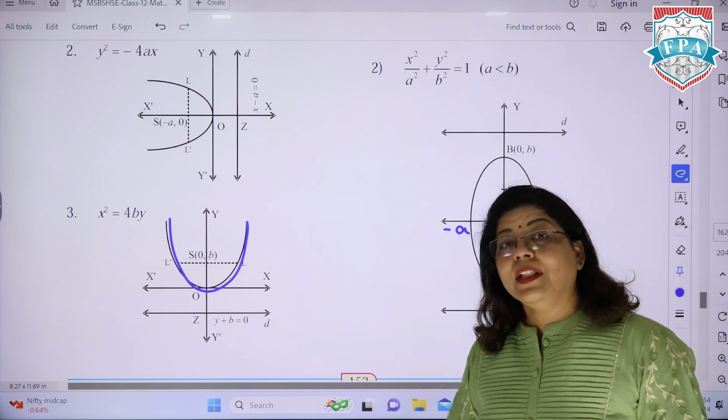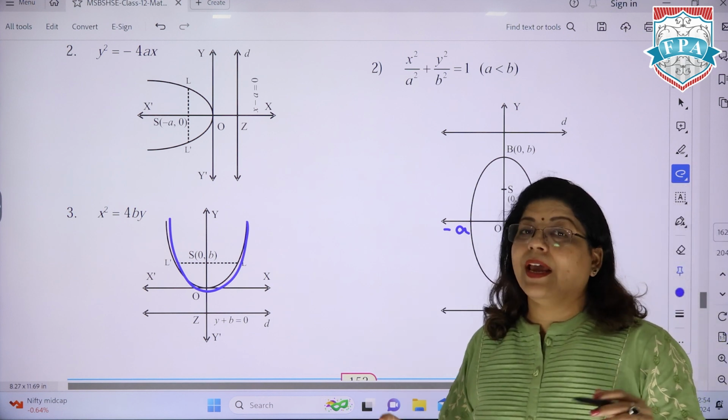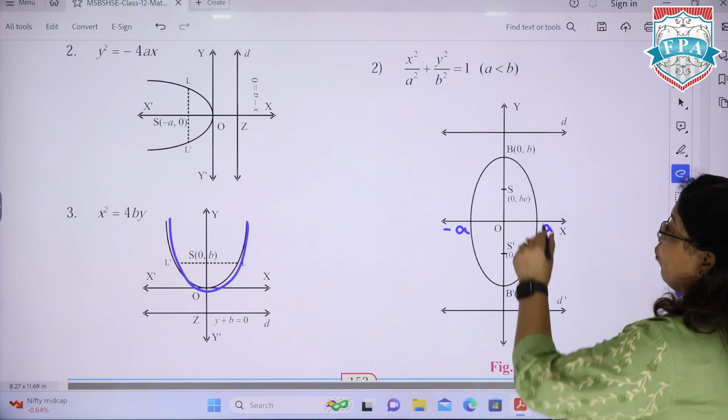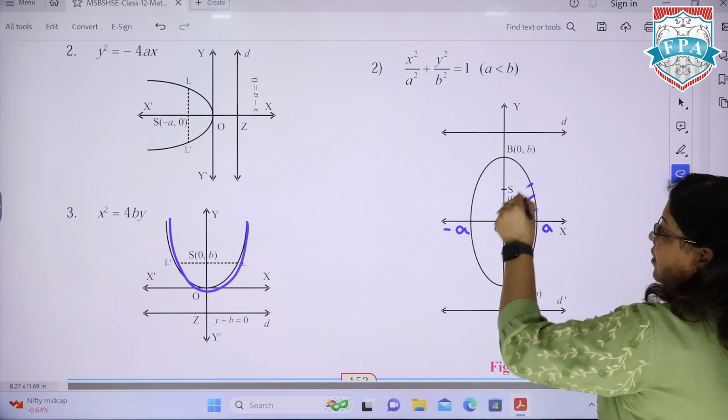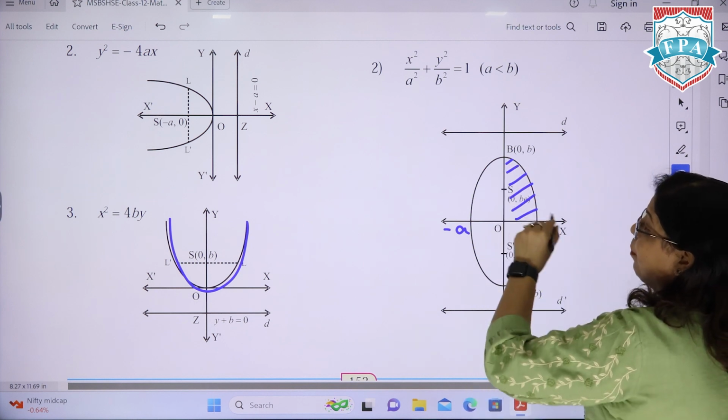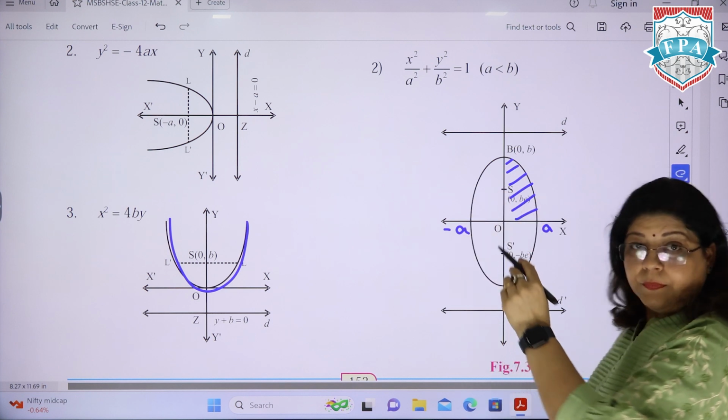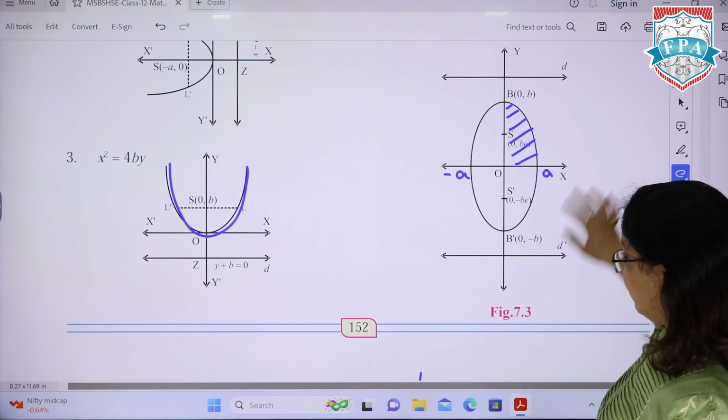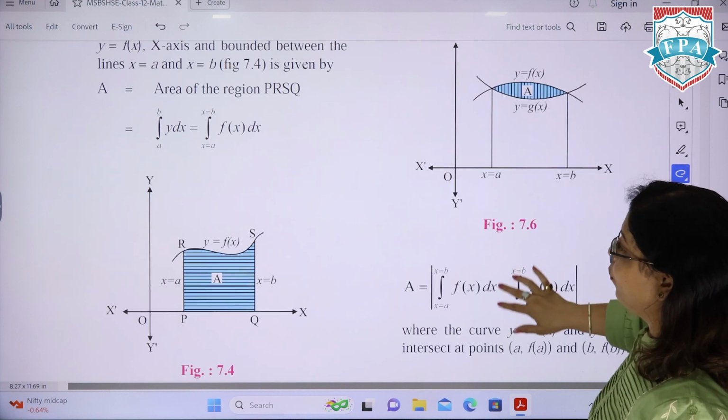Now, when we calculate the area under the curve in an ellipse, actually we can only calculate this part first. And then we multiply it by 4 to get the whole figure. Okay? That will be seen just now, how to go ahead with this.